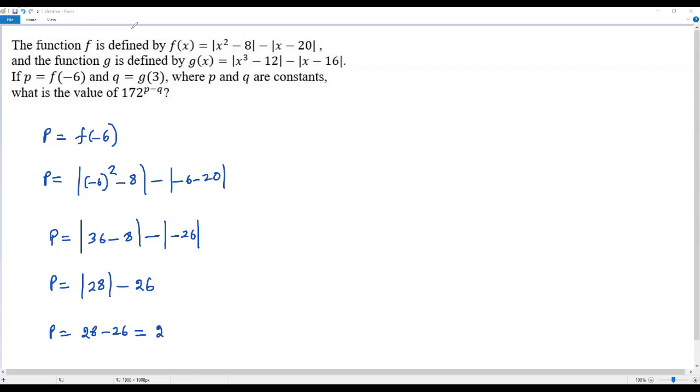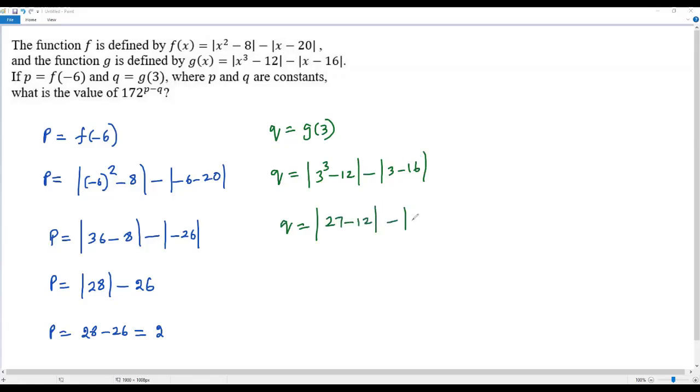Now let's get the value of q. For that we use q equals g of 3. To get the value of q, we plug in 3 for x into the function g of x. Then I'm getting 3 to the third power, minus 12, minus absolute value of 3 minus 16. So q equals 3 to the third power, which is 27, minus 12, minus absolute value of 3 minus 16, which is negative 13. 27 minus 12 is 15.